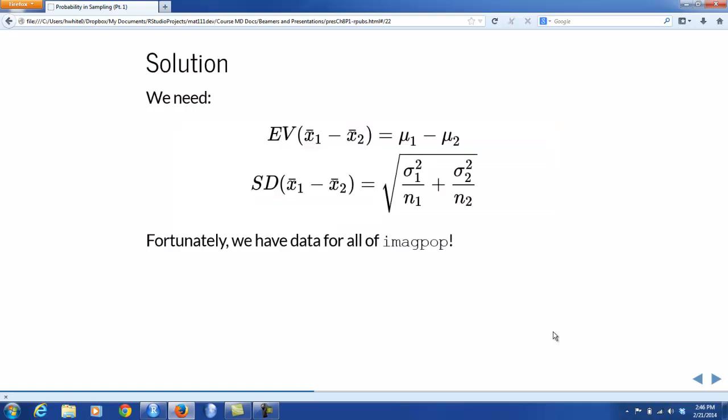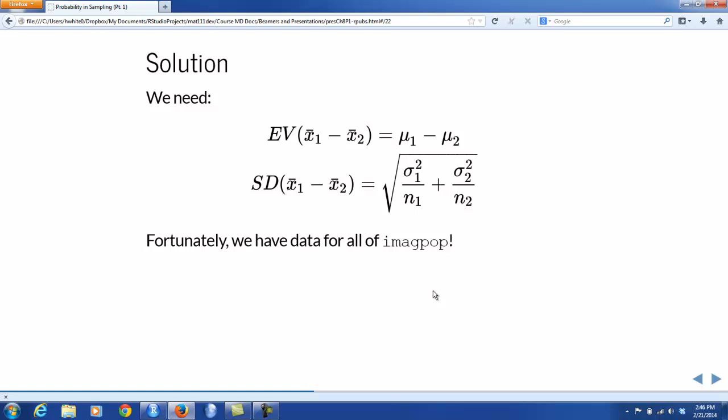Now we know that a random variable will turn out to be about its expected value. So we're going to need to find mu1 minus mu2. And we know that the give or take figure for a random variable can be thought of as the standard deviation of that random variable. So we'll need to compute it as well.